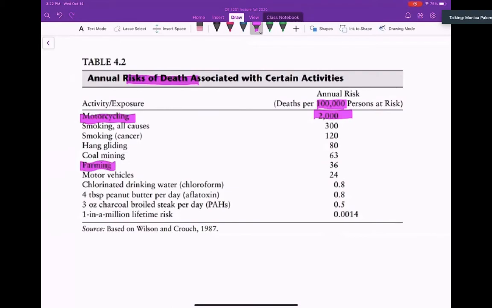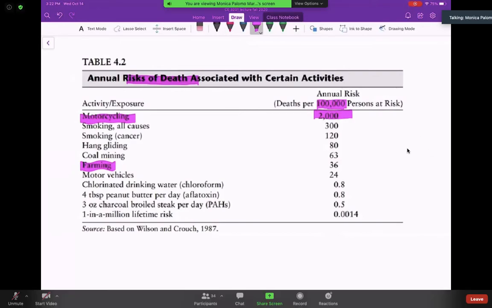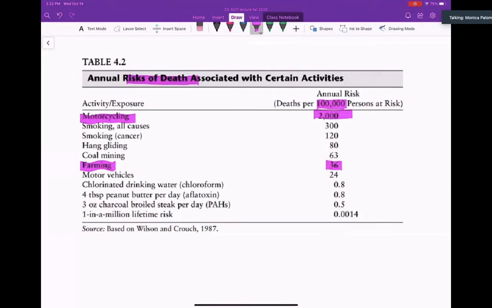Farming still is risky, right? What is the risk of death from farming? How many people out of 100,000? 36. 36. Oh, peanut butter?